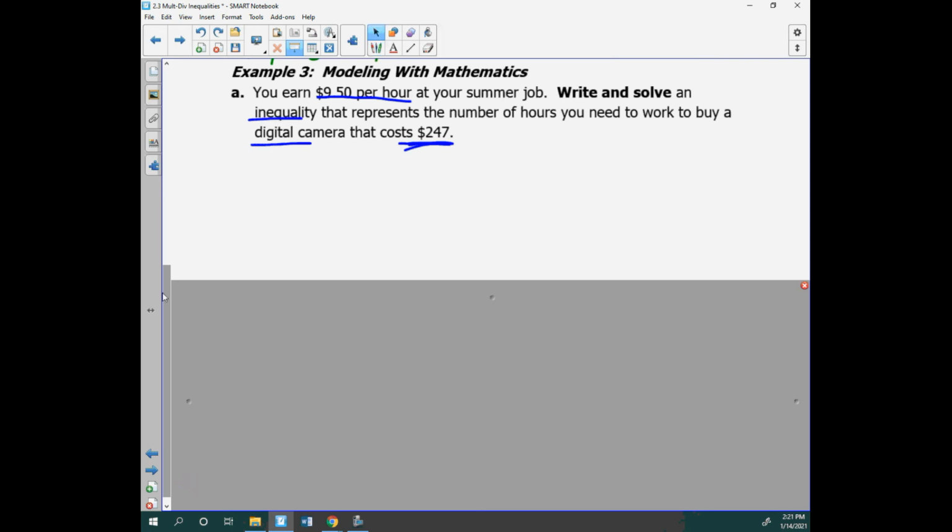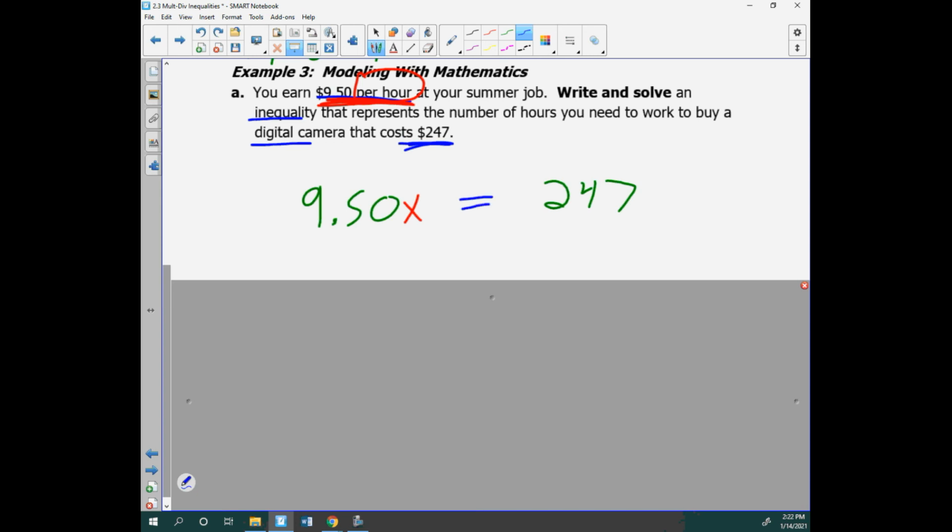Okay? Well, I know I'm going to have to use the $9.50. I know I'm going to have to do the $247. Let's figure out the middle pieces. There's got to be an X somewhere. The X is going to be located with the $9.50 because it says per hour. So I'm going to just say an X. Could say an H for hours, but I chose not to. All right? $9.50 per hour. And I want a digital camera that costs $247. Okay?